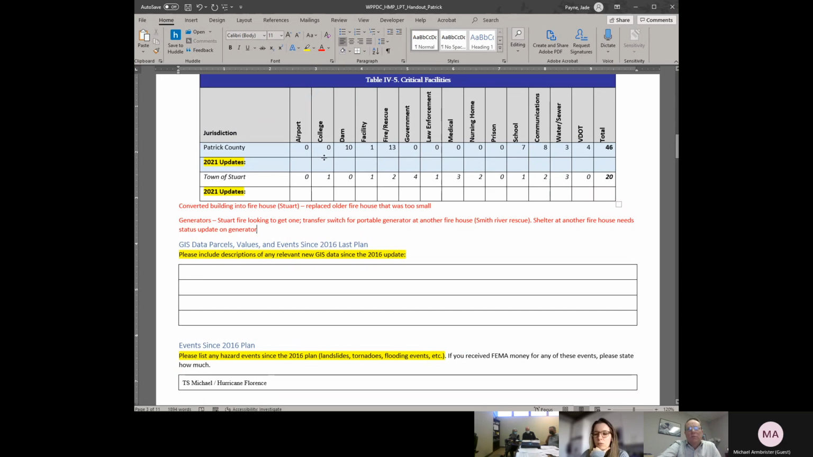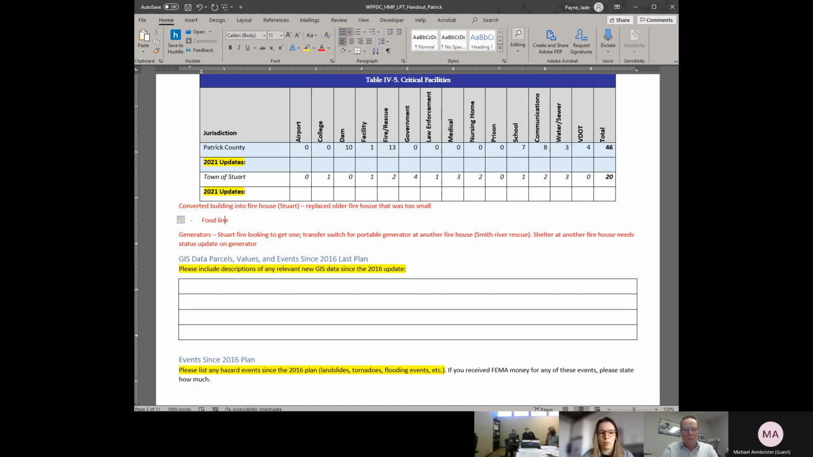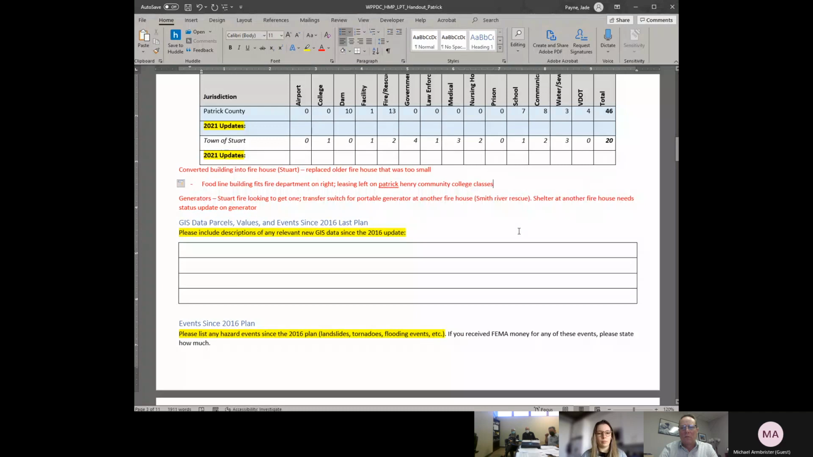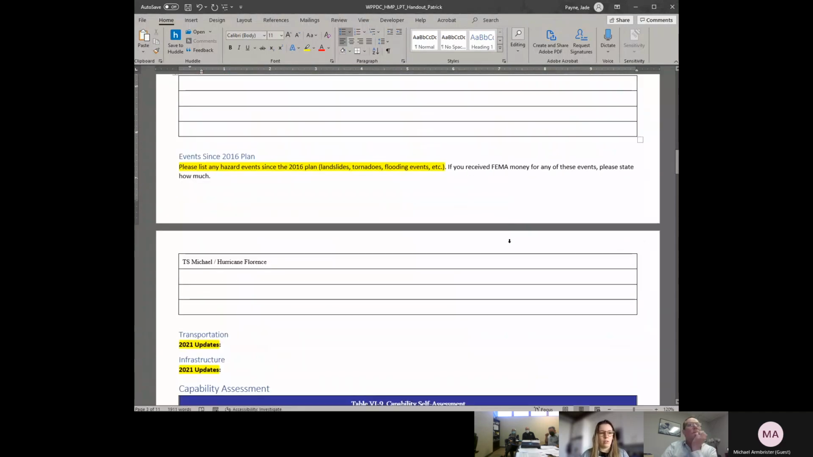You had mentioned that you said, was there another building that was having local college classes or something of that sort? Same building as the Stewart Fire Department. The food line building was big enough that the fire department took the right-hand side of it, and they're leasing out the left-hand side of it to Patrick Henry Community College for classes over there. All right.